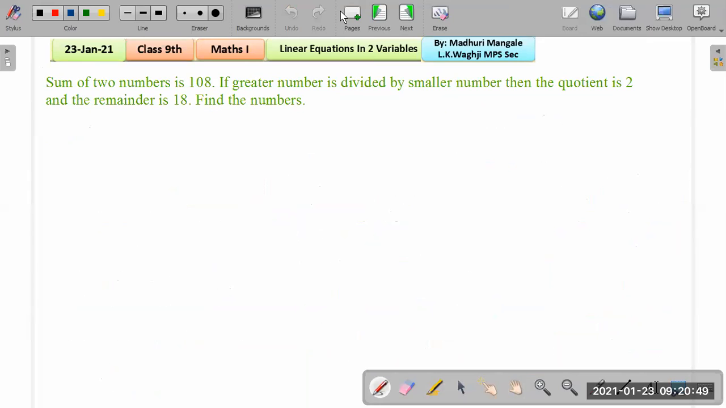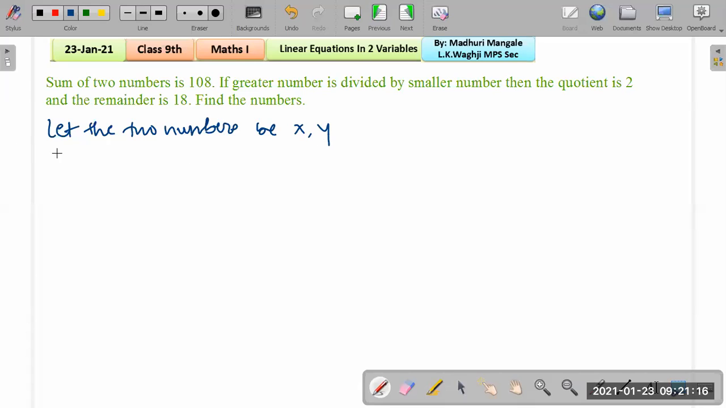Yes, it is a similar type of question. Okay, students, this is a similar type of question. Now you have to frame the equations. All right, so the first step is to set the variables. We start with: let the two numbers be x and y.